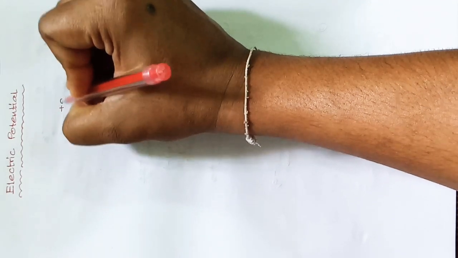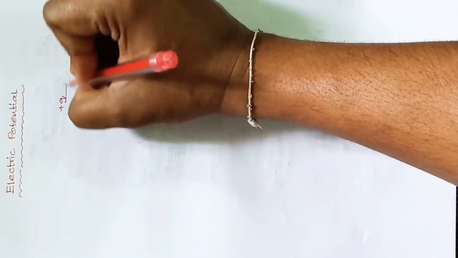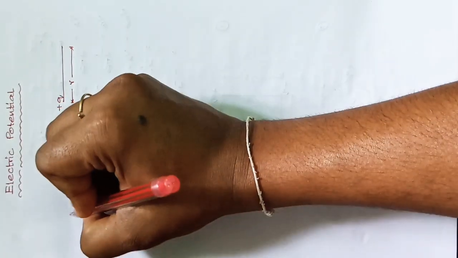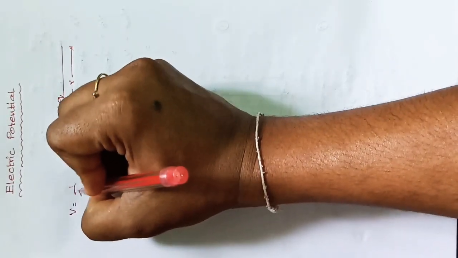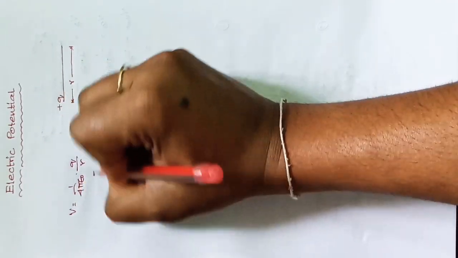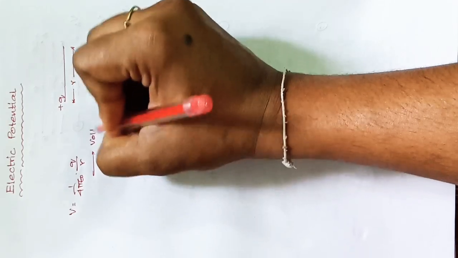Today we will discuss some applications of electric potential. Means we have to find out the electric potential due to different cases. So at first we should recapitulate that the electric potential for a point charge at a distance r was given as V equals 1 by 4 pi epsilon 0 q by r, and its unit was volt.